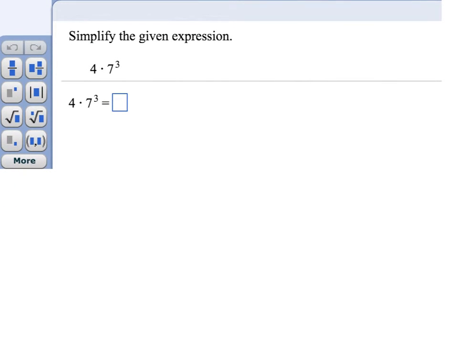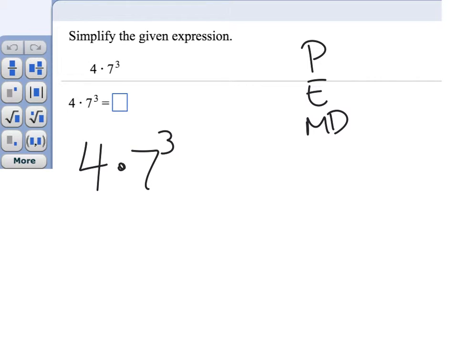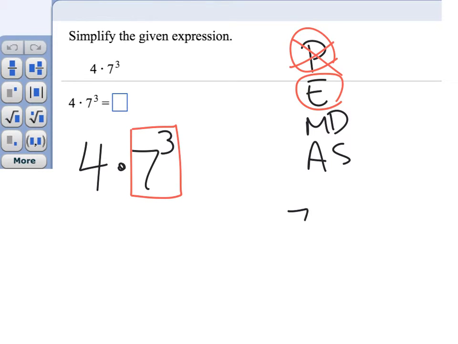More of the same. So now we've got 4 times 7 to the third power. So please excuse my dear Aunt Sally. The first thing we've got to do is parentheses. Oh, don't have any. Now we've got to do our exponents. So we do have exponents. It's right here, 7 to the third power.